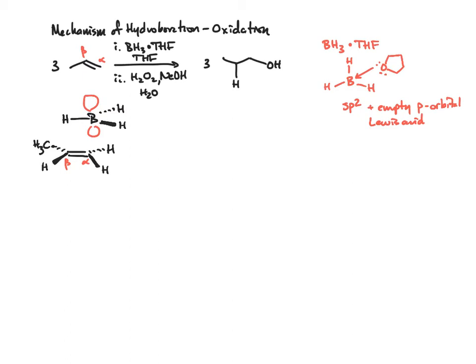How do we push arrows mechanistically? The pi bond will fill that empty p orbital. So we're forming the C alpha to boron bond. We're going to break the BH bond, and those electrons are going to come down and bond to the beta carbon.